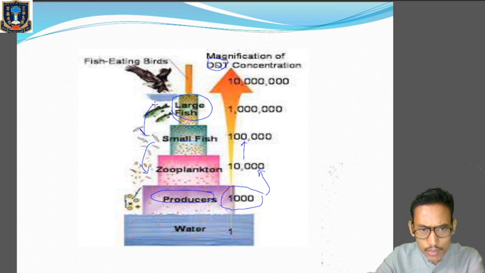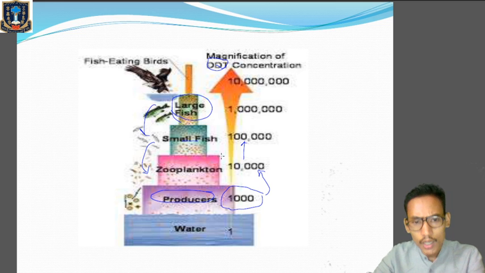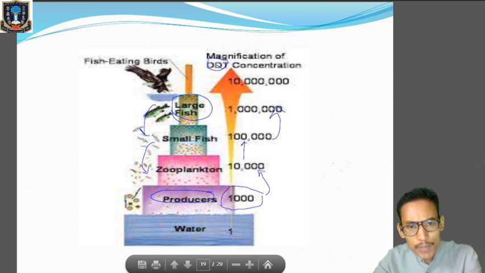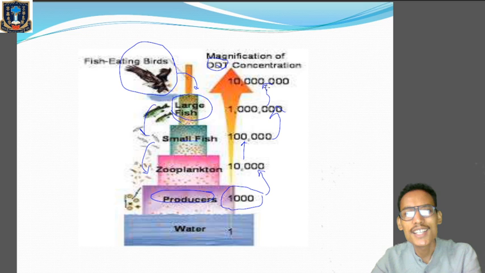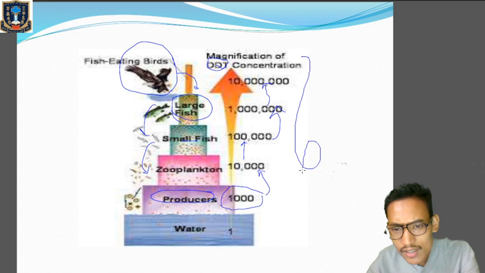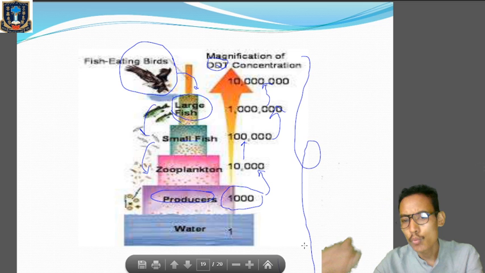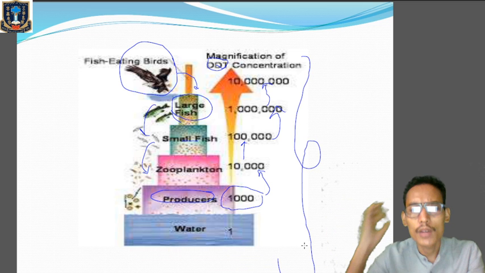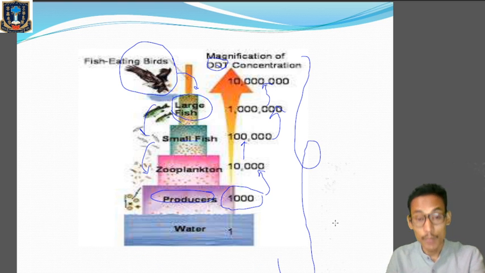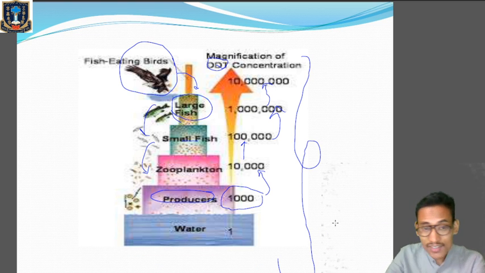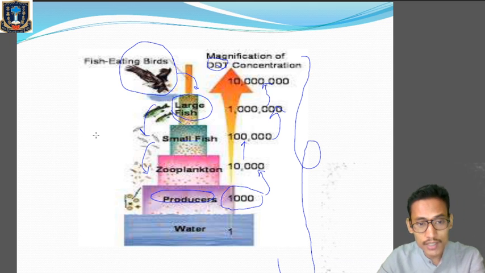when the tertiary consumer feeds upon the secondary consumer, again there will be an increase in the concentration of DDT. And when the apex predator, the fish-eating birds, feed upon the large fish, again there will be an increase in the concentration of DDT. This phenomenon, the increase in the concentration of a pollutant from one trophic level to another in a food chain, is known as biomagnification.